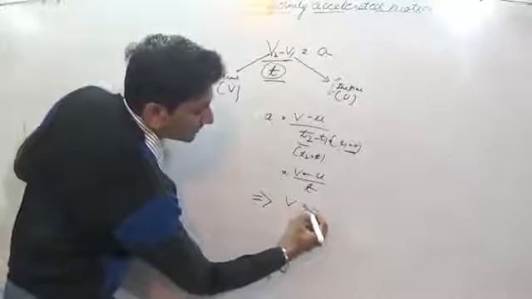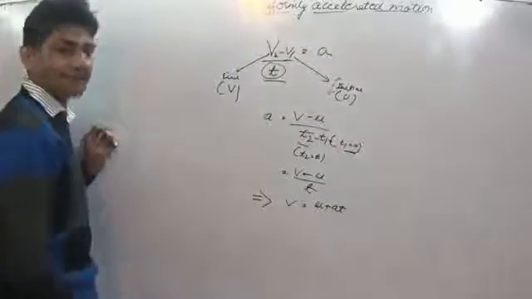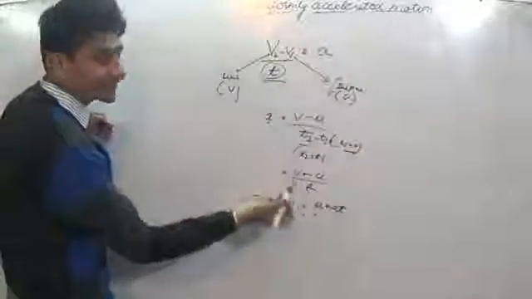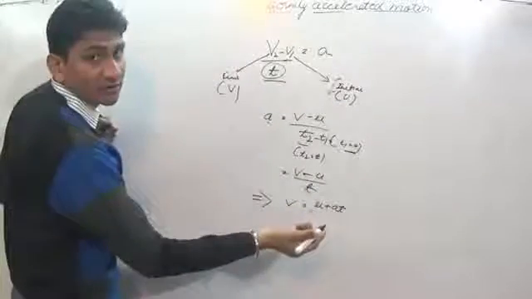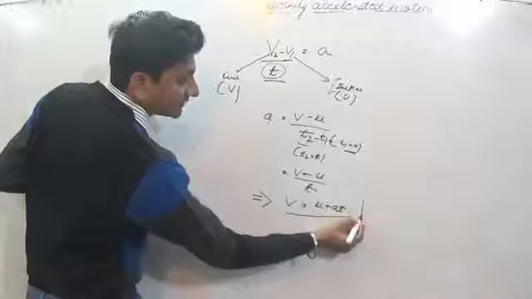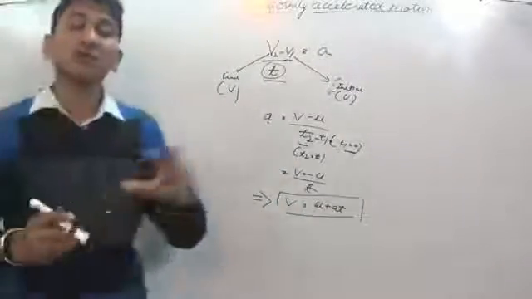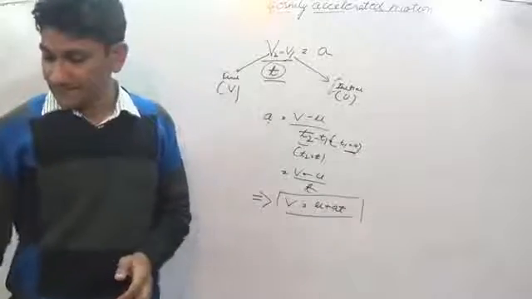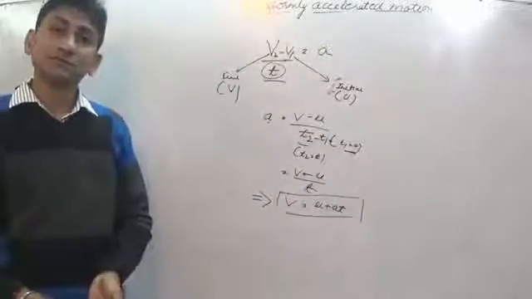So this implies V is equal to U plus AT. Simple. We cross multiply this and we carry U forward to the right side. This equation is derived by just the logic. This is one way to derive this equation. How will it help you in solving a question? Let us take an example.